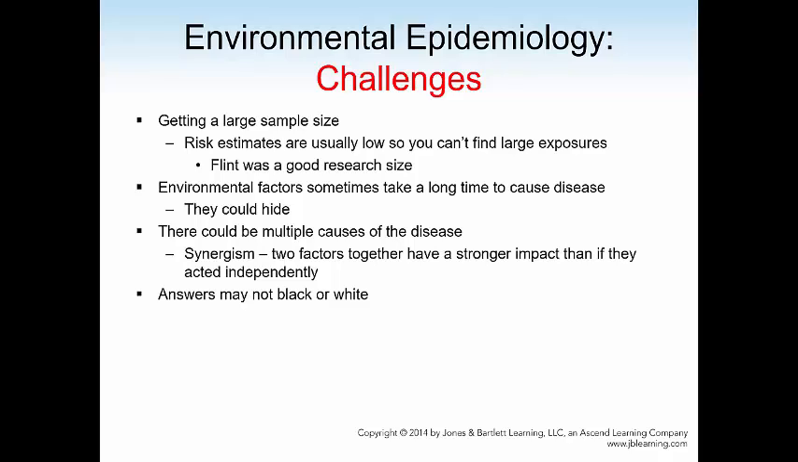They hide, they can be latent. We talked about cancer and how, all right, it usually takes several different steps to get there. We could also talk about something like Alzheimer's and multiple sclerosis. We know that there's an awful lot of steps that are involved in that. There could be multiple causes of the disease. You come in contact with lots of different factors. You could have synergism. Remember, the two factors coming together have a stronger impact than if they acted independently. So 1 + 2 = 4 kind of thing.